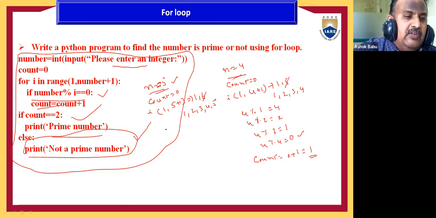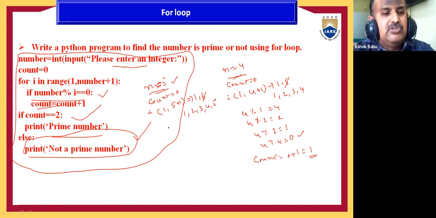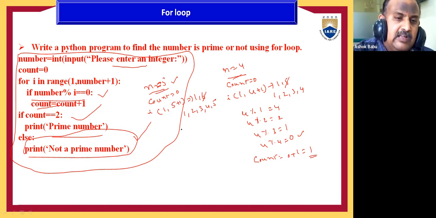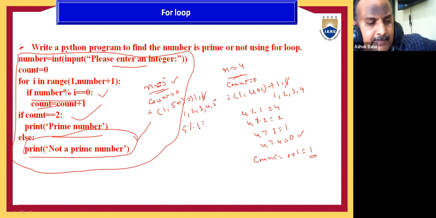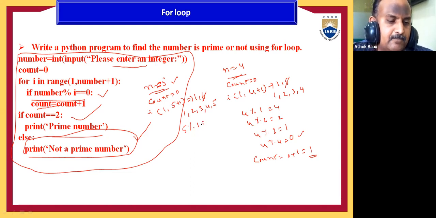Now we need to check whether number % i equals 0. If number % i equals 0, then count will be incremented. Here i % means 5 % 1. What is the value of 5 % 1? It is 0. So 5 % 1 equals 0, then count equals count plus 1, and the count will be incremented to 1.